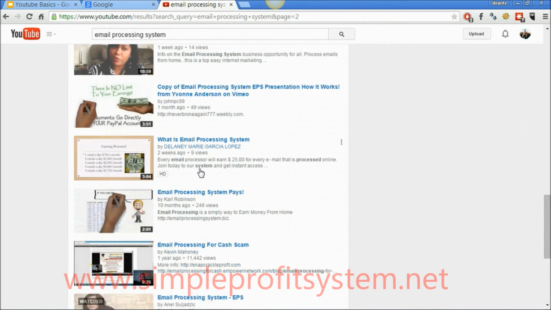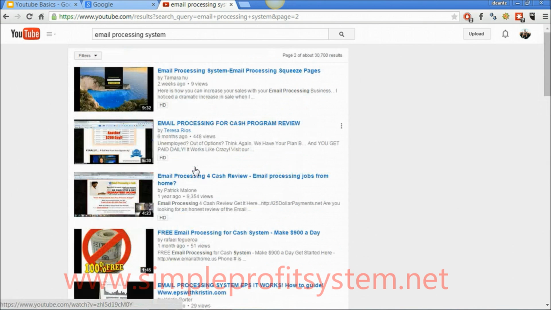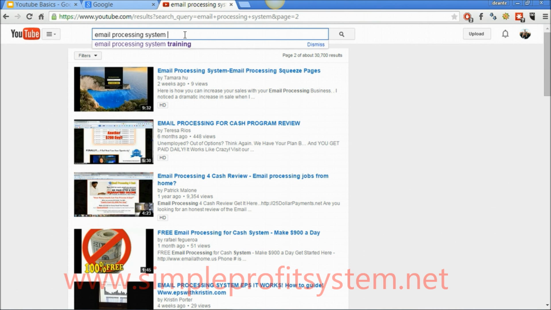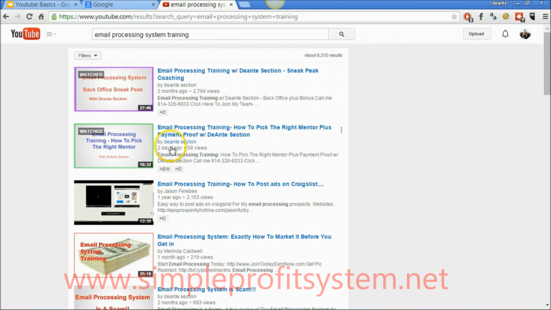Alright, that's it for that one. Email processing system. And one more keyword that you want to look for, because a lot of email processors out there are being left hanging, right? They want to learn more, learn what to do or what not to do. So a keyword that I like to target is email processing system training. Alright, and right there, I'm number 1 for that keyword.